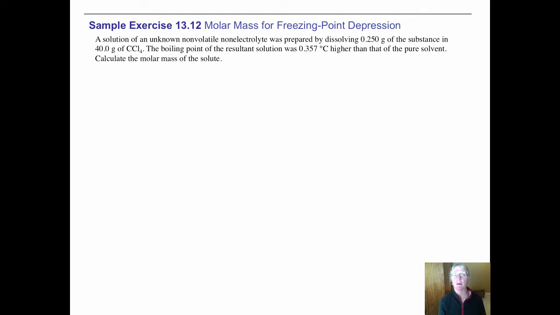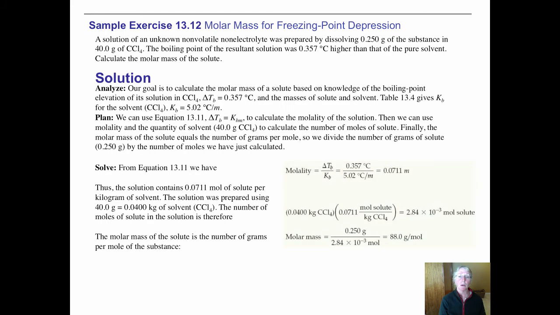So it says we dissolve 0.25 grams of the substance in 40 grams of carbon tetrachloride. The boiling point elevation is 0.357 degrees higher than that of the pure solvent. You can break this problem up in a number of ways, but I think algebraically what I would first do is rearrange the equation, which was normally boiling point elevation equals the constant times molality. I could rearrange that to solve for molality.